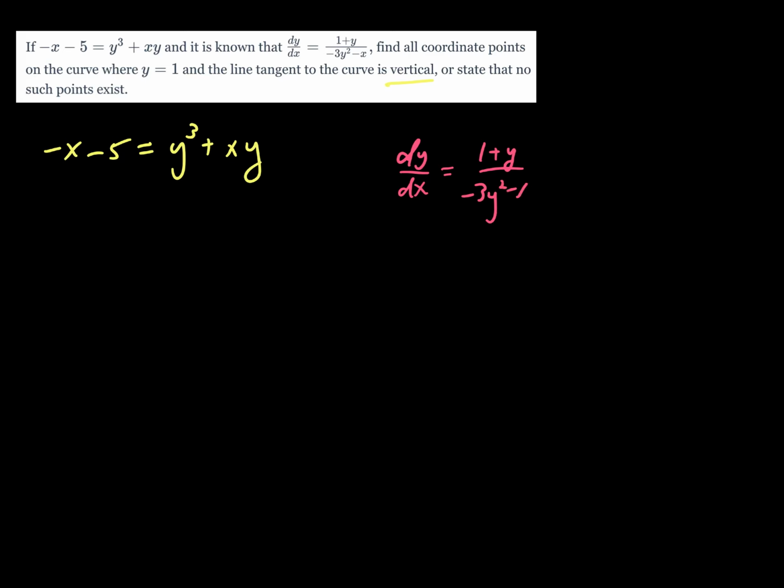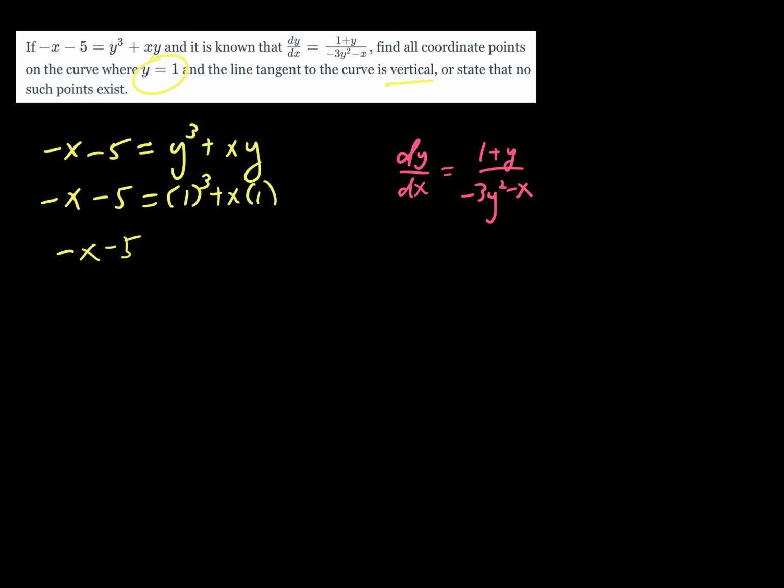Minus x. Let's get back to the yellow side. So the first thing I want to do is they're giving us y equals 1. We don't know x, but we know y. So let's plug in y equals 1 and figure out what type of xy points we have on the graph, on this curve. We know y is 1, so we have 1 cubed plus x times 1.